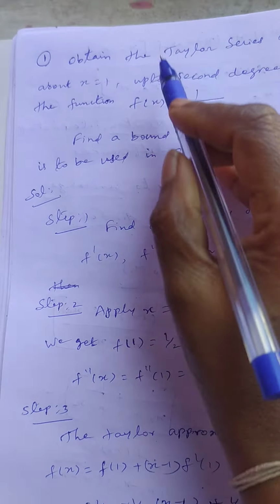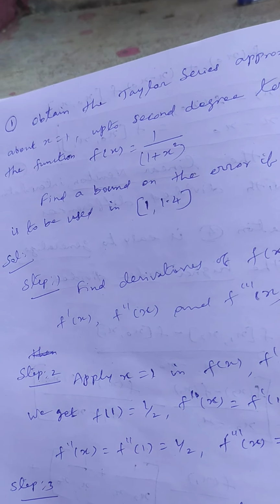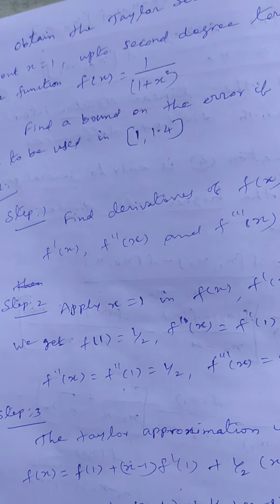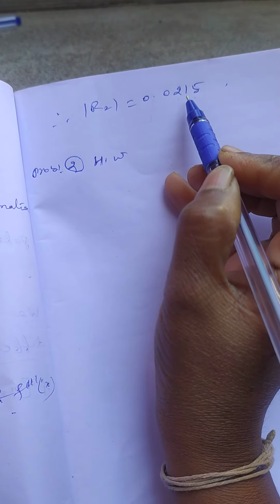So we obtained the Taylor series using the approximation, then found the error bound. The error bound value is R2 equal to 0.0215.